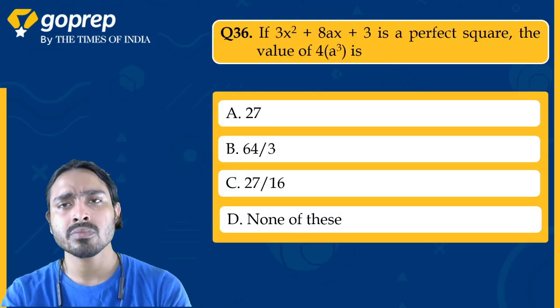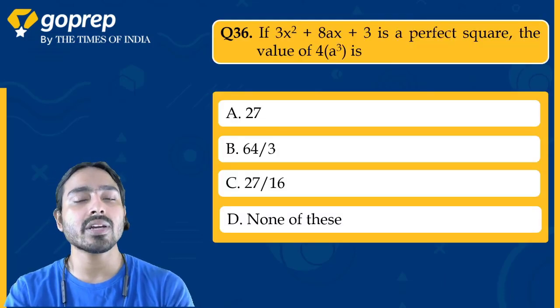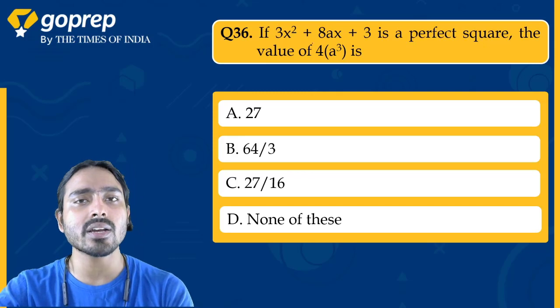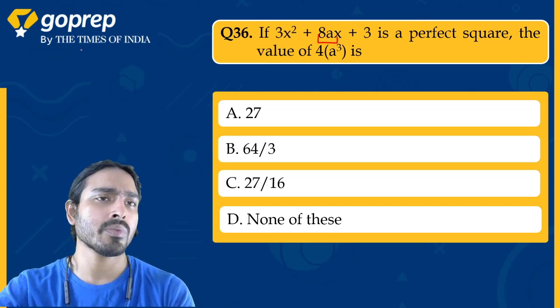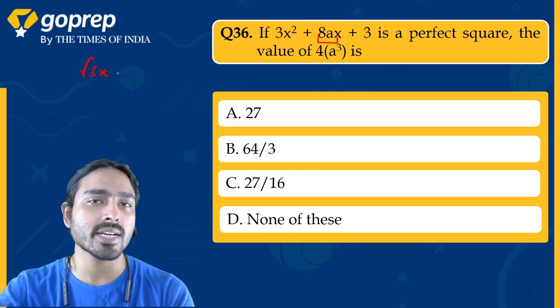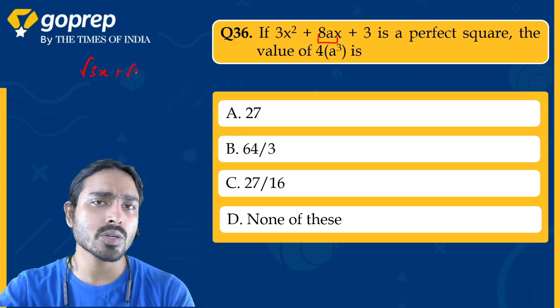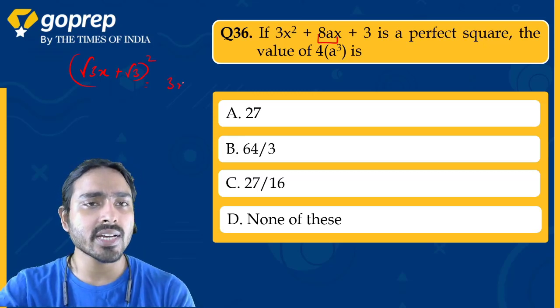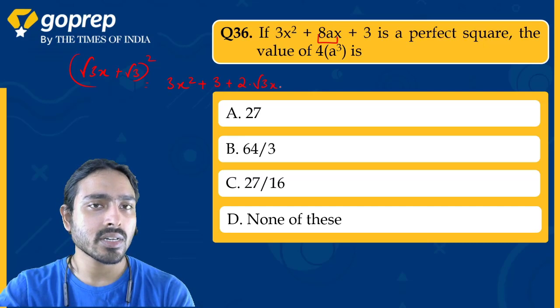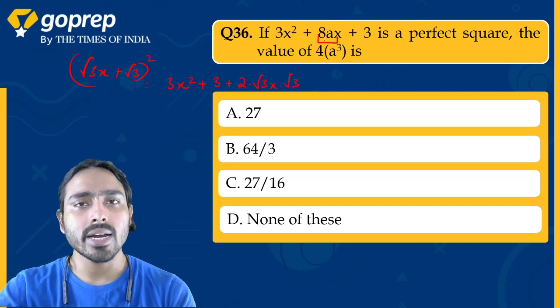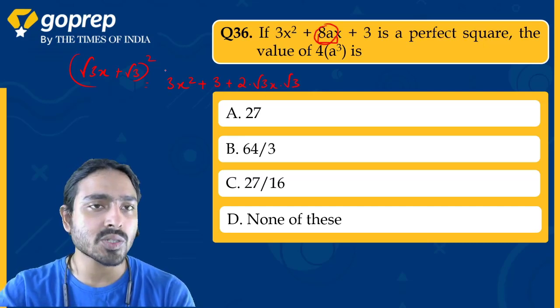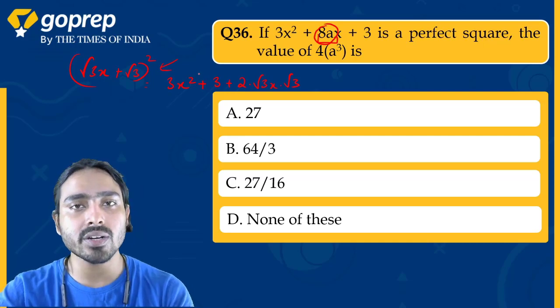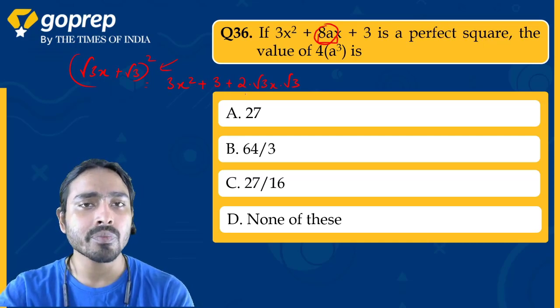Anyhow, you got it. This question is a perfect square. So guys, in such questions, you need to understand this is some kind of identity, right? Can I write it as 3x plus root 3 whole square? If you write it like this, what will you get? So you get 3x square plus 3 plus 2 into root 3x into root 3, right? And it is 8a. To be a perfect square, that is the only case which can happen, right?